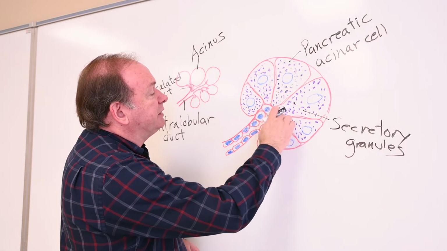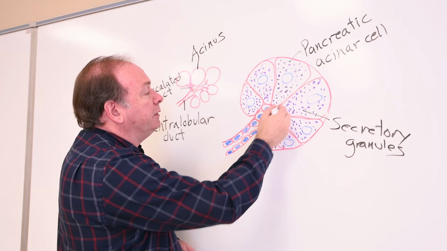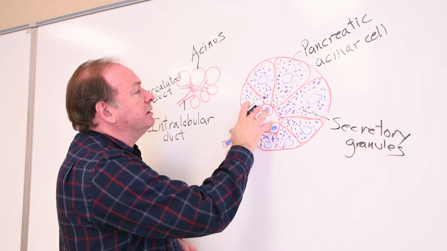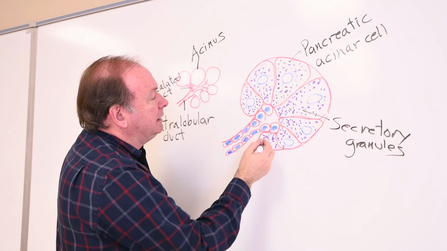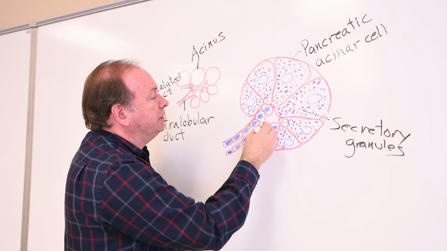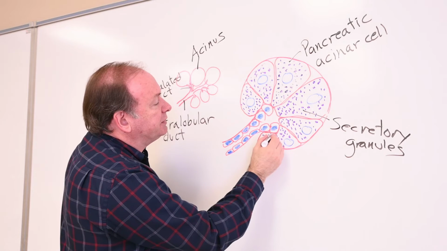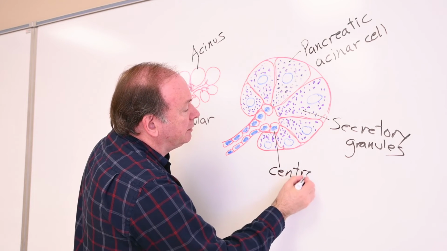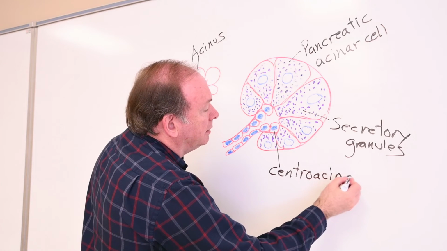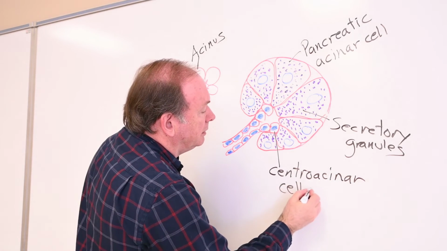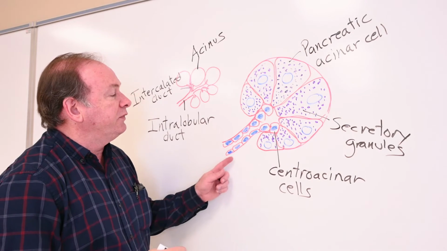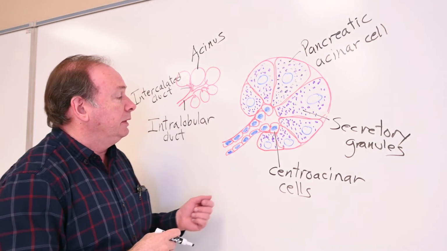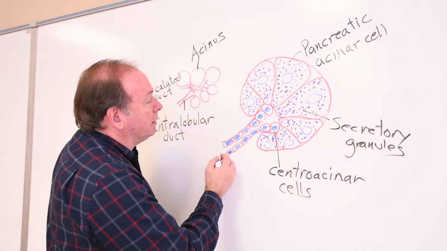They secrete into this space in the middle here, so all of those secretions go into here. Within the center of a single pancreatic acinus, here we have a few enlarged cells, and these are simply referred to as centroacinar cells. They are somewhat enlarged forms of the duct cells that form the intercalated duct out beyond here.